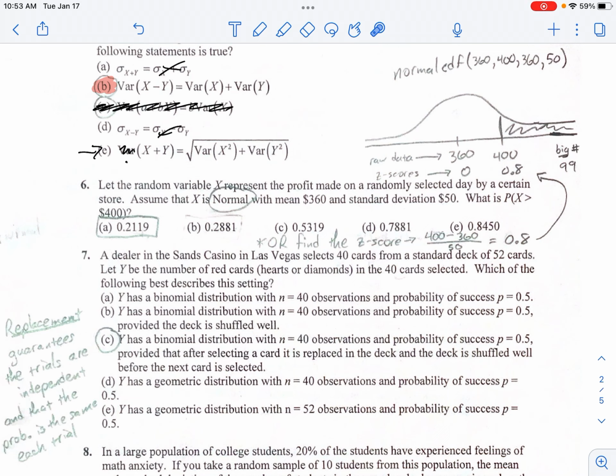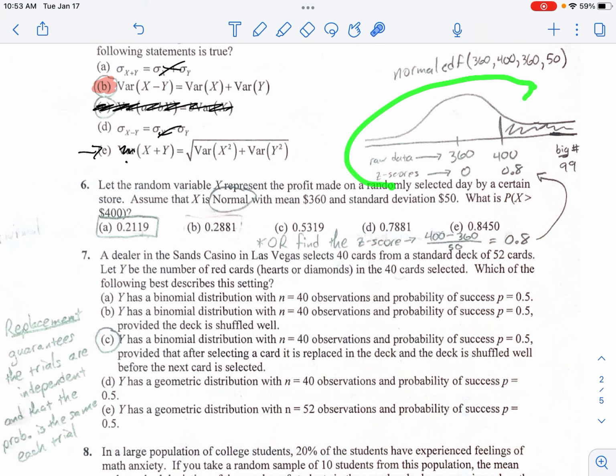It has a random variable x, and it is the profit made at a store. It is normal, so there's a big hint. We're not doing binomial. We're not doing geometric. So forget those buttons. It's normal, and it tells you the average and the standard deviation. What's the probability that X is above $400? They make more than $400.